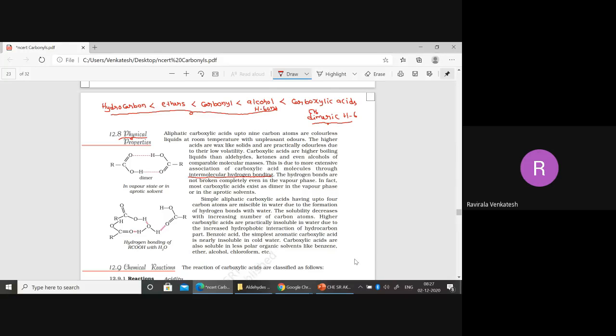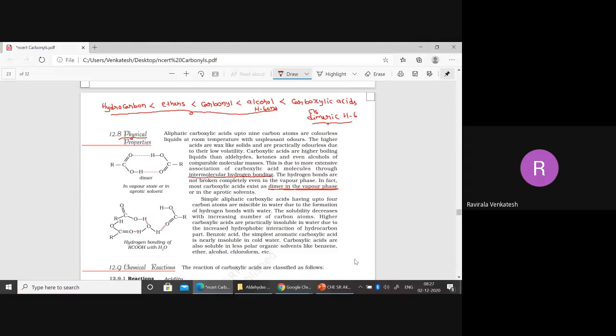This is the dimer. Even in the vapor state, you can't break these bonds because they are very strong. Generally, when you heat organic compounds, they convert into the vapor phase, so all the bonds will be broken. But here, because of the dimeric nature, even in the vapor phase they will exist in the form of dimers only.